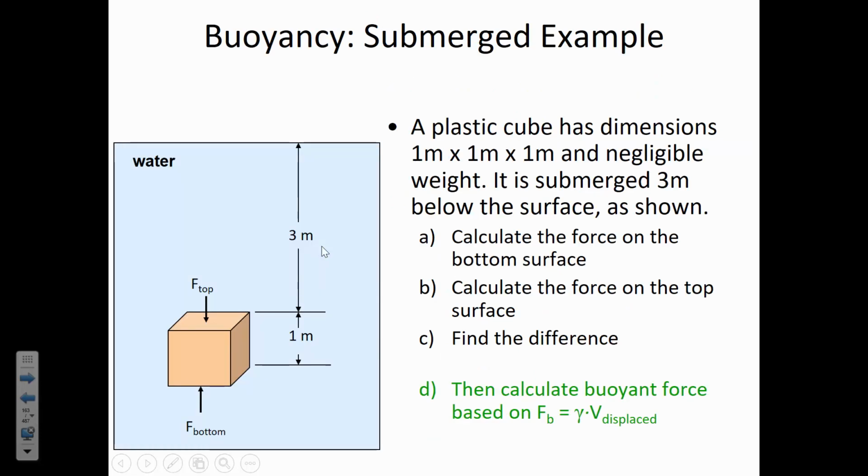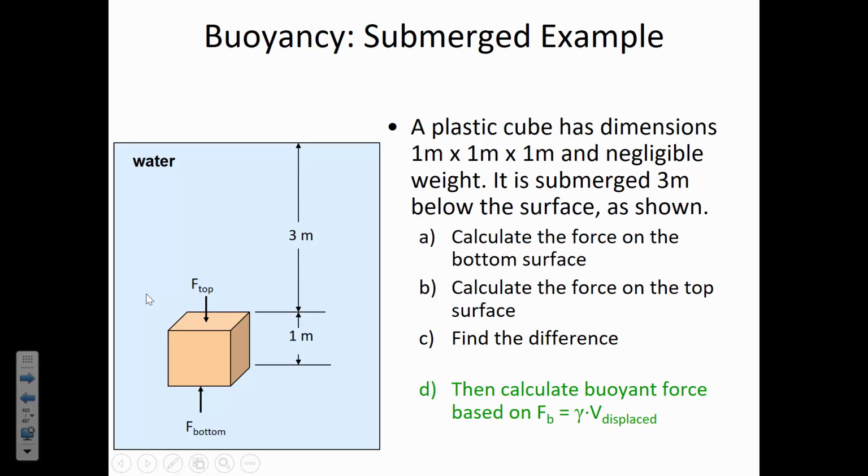So let's look at this example. Let's say, for instance, that we have some plastic cube that's very, very light. It has a negligible weight, and so we just want to compare the forces on the bottom of it and the forces on the top of it, and prove to ourselves that we don't have to always calculate the difference between those forces, that it's okay for us just to rely on the idea that the buoyant force is the weight of the water displaced.